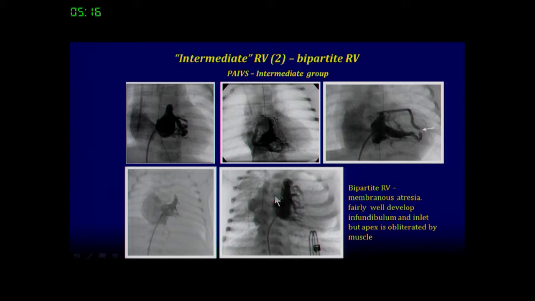And quite often, not often, but many will have RV to coronary connections, some with very severe stenosis along the way. So this is what we call bipartite, which means they have an inlet and an outlet, and not much of the apex because of the thick muscle overgrowth. And again, I think this is fair game for management towards two ventricle, if not 1.5 ventricle management.